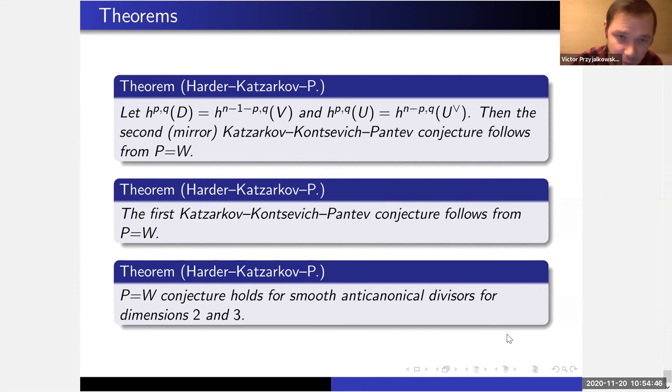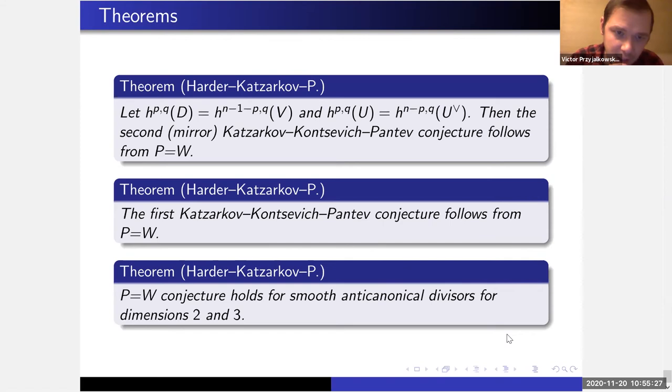So we have topological mirror symmetry, so this Hodge rotation for these two Calabi-Yau varieties. If we assume that this topological mirror symmetry holds for this anti-canonical divisor and the fiber of the Landau-Ginzburg model, and for complements, so for two open Calabi-Yau varieties, then the second Katzarkov-Kontsevich-Pantev conjecture follows from the P equals W conjecture. So if you know the P equals W conjecture, then we have this.